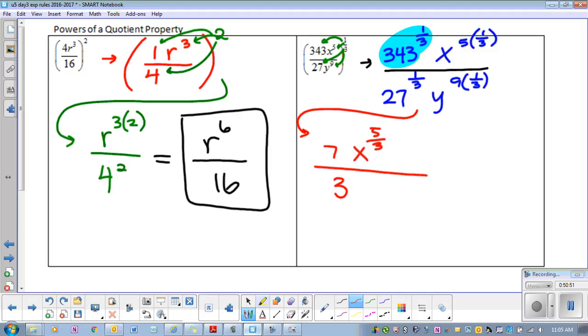What's 9 times 1/3? Well, 9/3 is going to be what? 3. Yeah? y cubed. Okay? Ethan, you have it. You just have to make sure you simplify it. Okay?